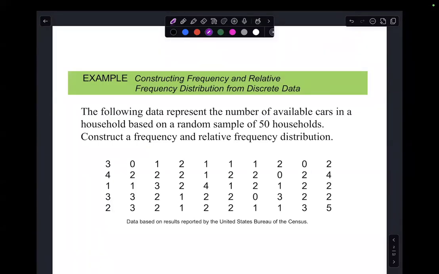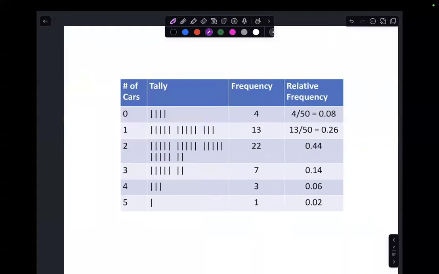So this is just my raw data. It is not cooked in any way. It is just a list of the answers. I'm going to go to the next screen.